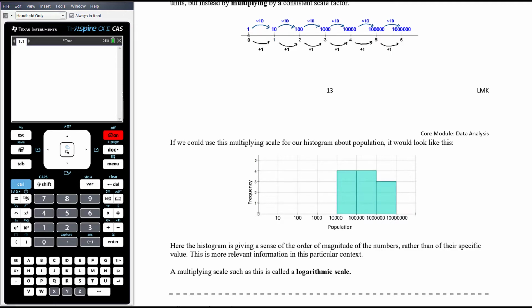So, as I said, we get a sense of the magnitude or the scale of the numbers rather than of their specific values. You know, we could probably say small cities or towns, medium cities and big cities. Do you know what I mean? Okay, so a multiplying scale such as this is called a logarithmic scale.